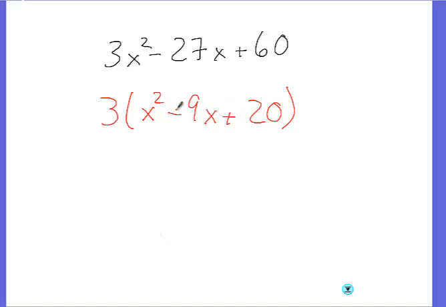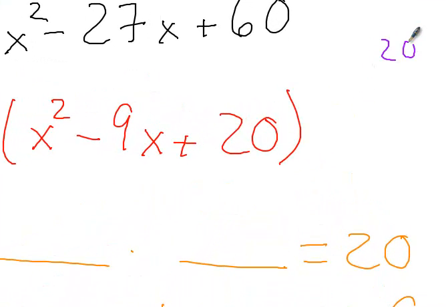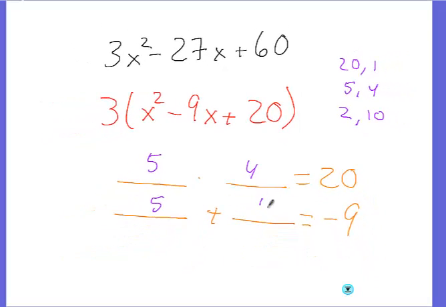Okay, now it's a trinomial with a coefficient of 1, so we need to find 2 numbers that multiply to 20 that also add to negative 9. So let's look at it. 20 is 20 and 1, 5 and 4, 2 and 10. All right, well, let's try 5 and 4 since we know they can equal 9. So if we do 5 and 4, it satisfies the top requirement, but they have to add to a negative 9.